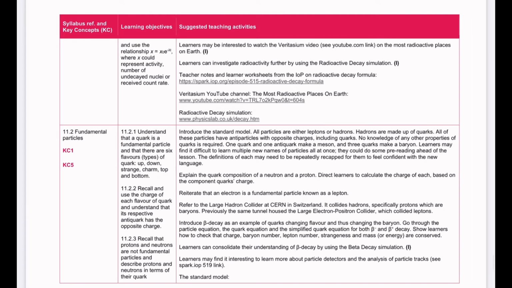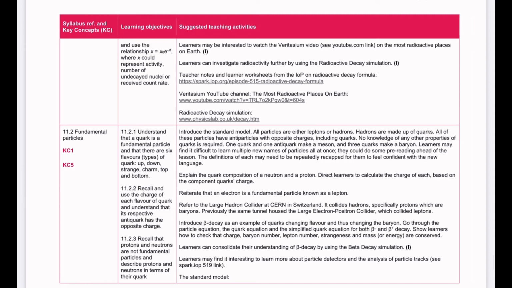Key concept. Fundamental particles. Learning objectives. 11.2.1. Understand that a quark is a fundamental particle and that there are 6 flavors or types of quarks: up, down, strange, charm, top, and bottom. 11.2.2. Recall and use the charge of each flavor of quark and understand that its respective antiquark has the opposite charge.